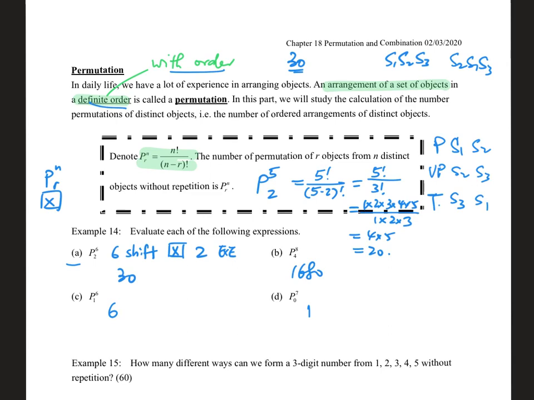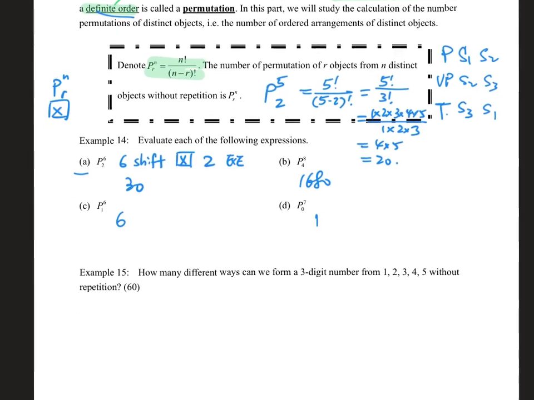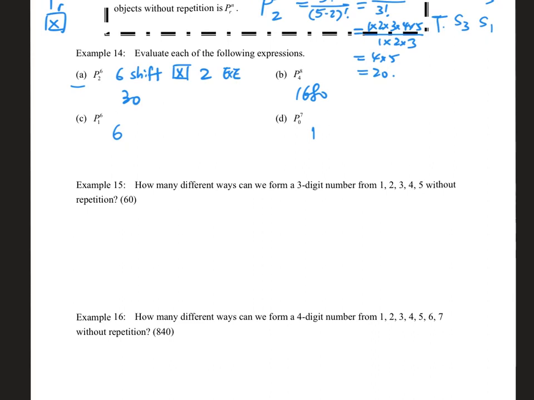Okay, so now we move on and take a look at how we use MPR to help find the answers in counting problems. In example 15, you're asking how many different ways you can form a 3-digit number from 1, 2, 3, 4, 5 without repetition. So you can repeatedly use the numbers by yourselves. How will it work?